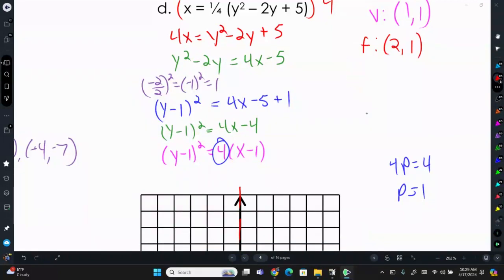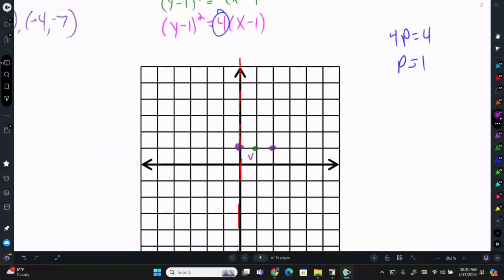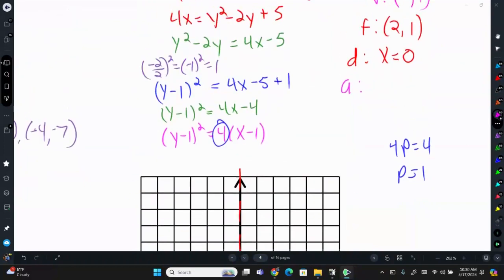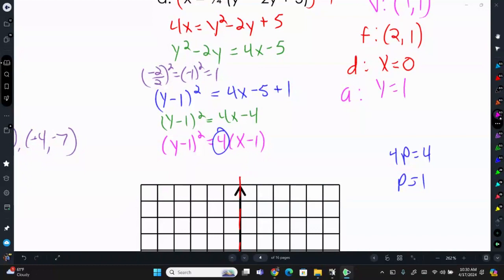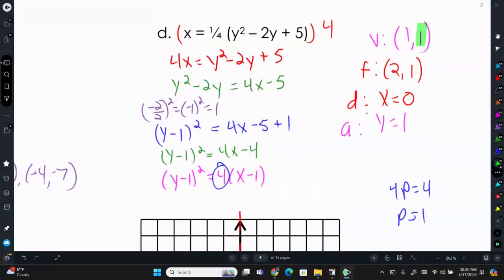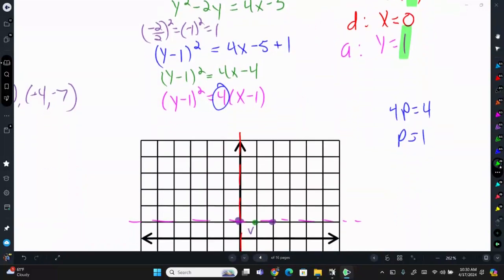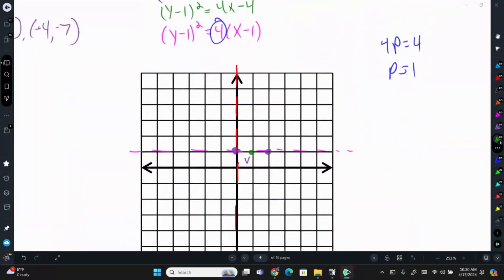Directrix is going to be x equals 0. And then our axis is going to go this way, and it's y equals 1. So look at that horizontal parabola. The y-coordinates of the vertex and focus are the same, and the axis is y equals that same value. The number in front, our 4p, was positive, so that means it's going to open to the right.